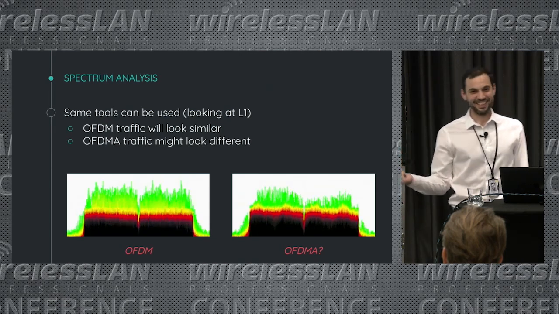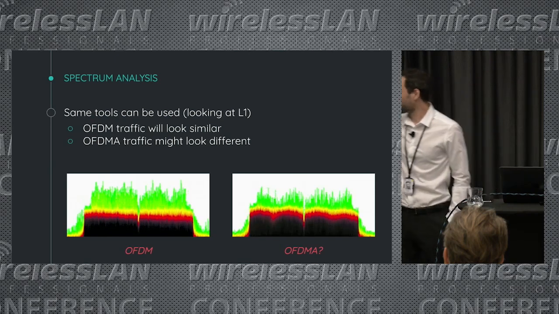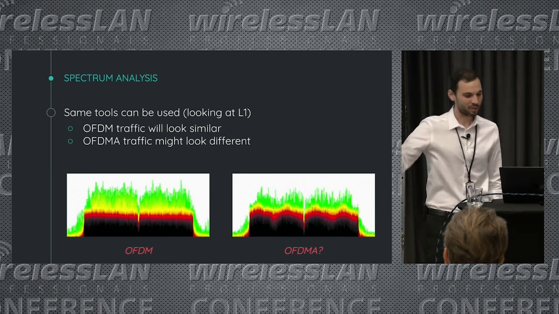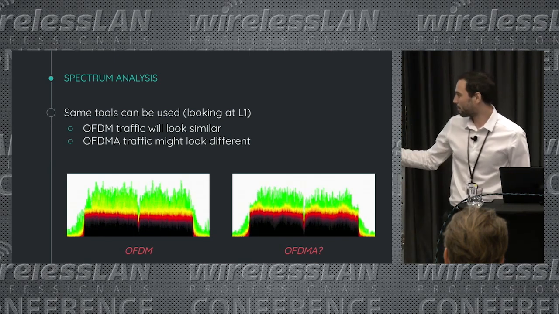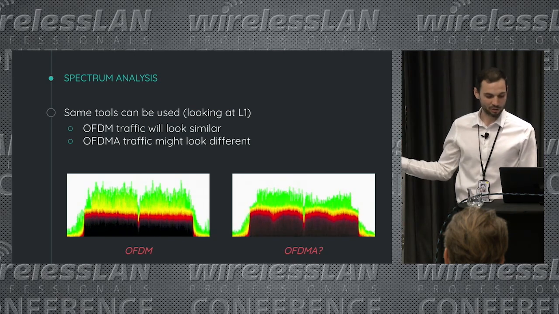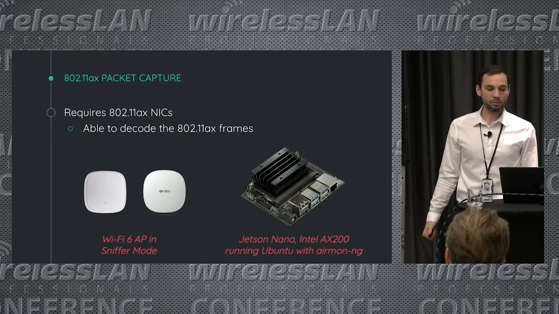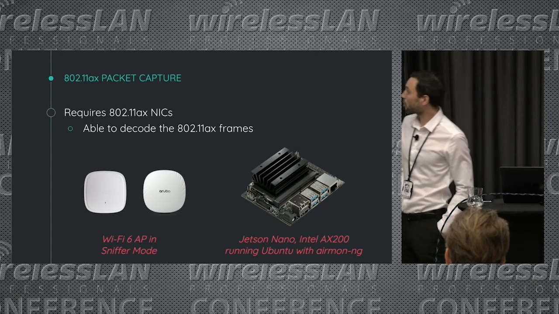So this is actually 20 megahertz, right? The central subcarriers are not used. That's why it looks like it's 2, but it's 20 megahertz. You have OFDM and then, well, maybe OFDMA. We didn't check the packet capture. We didn't have a packet capture to actually see if it was 4 different RUs there. And then to do packet captures, you have different options.